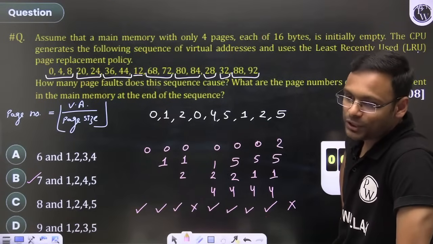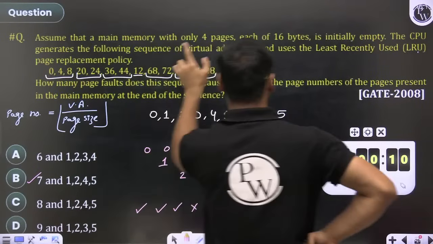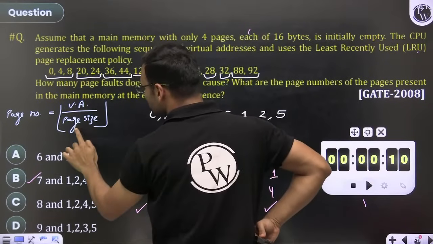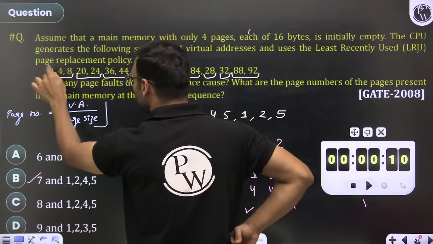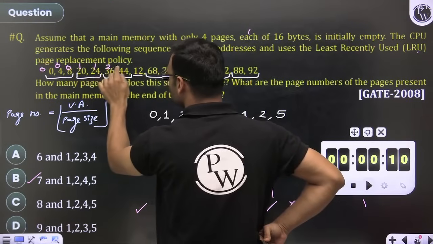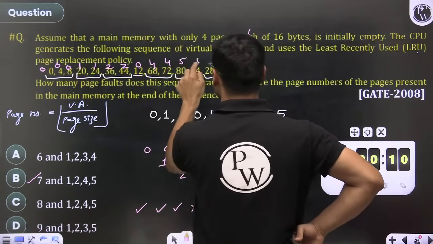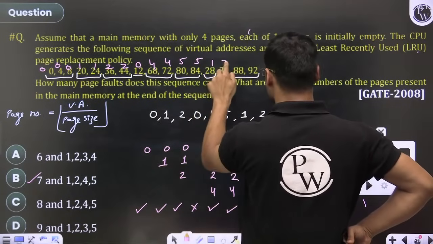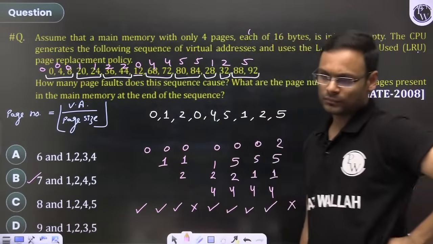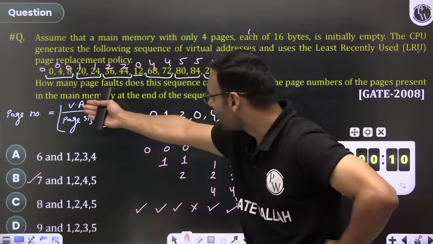This virtual address divided by page size, which is 16 bytes. Every value you divide by 16, take the floor value, you will get page 0, page 0, page 0, page 1, 1, 2, 2, 0, then 4, 4, 5, 5, then 1, then 2, then 5. That is how I get this line, this formula.